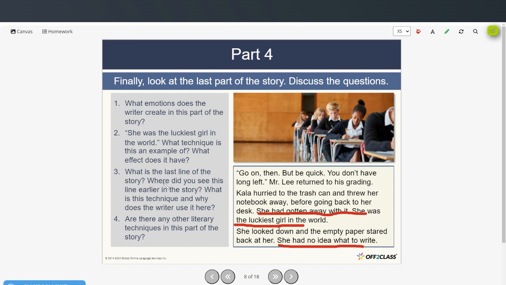And what is the last line of the story? Well, she had no idea what to write. Where did you see this line earlier? So that was in the very beginning. And so this would be a technique of repetition to kind of bring the story full circle to show that the original conflict is still there. And again, try to think if there are any other literary techniques in this part of the story.